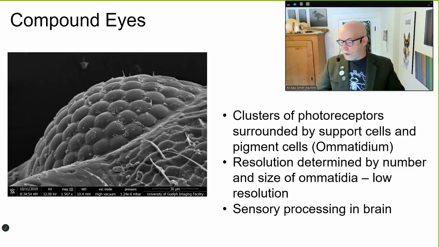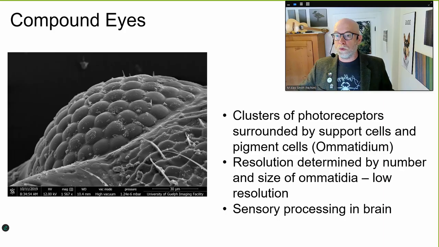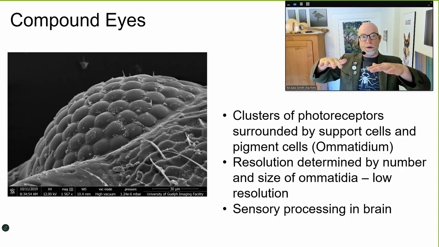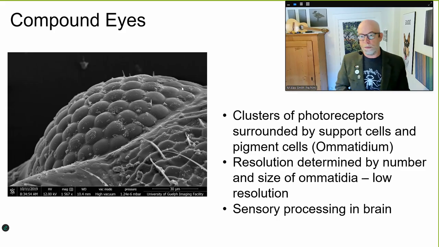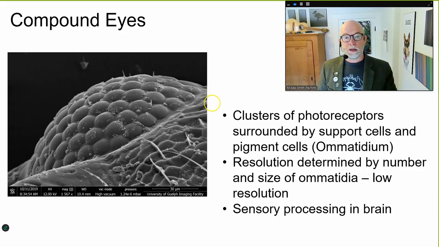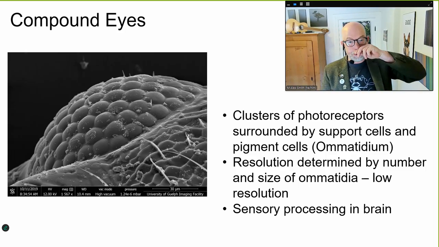But let's walk into the diversity of the compound eye, seen here with this side view of a gorgeous compound eye of an undescribed species of staphylinidae rove beetle from Costa Rica, where I work. And so you see this cluster of ommatidia. So there's many ommatidia. So this is an ommatidium. The compound eye contains many ommatidia. And each ommatidium is a cluster of photoreceptors that is surrounded by support cells and pigment cells.